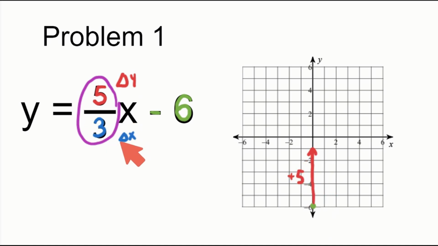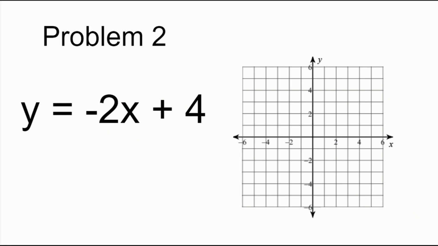We see that our change in x is 3. So we're moving to the side plus 3. 1, 2, 3. So from our starting point, we know we're going to move up 5 over 3. So this is where our next point is going to be. Now that we have our 2 points, we can draw a line through this graph. And this is going to be our linear equation.